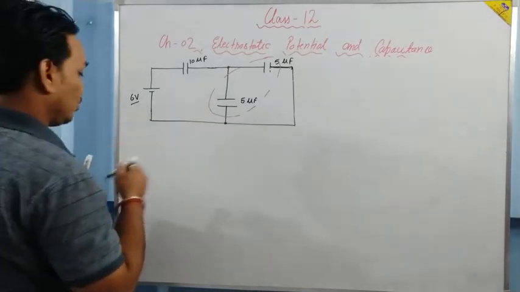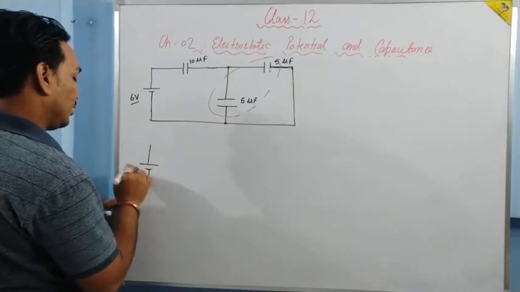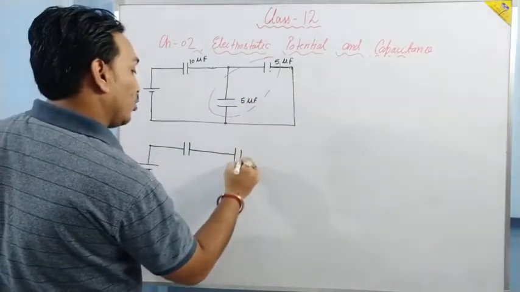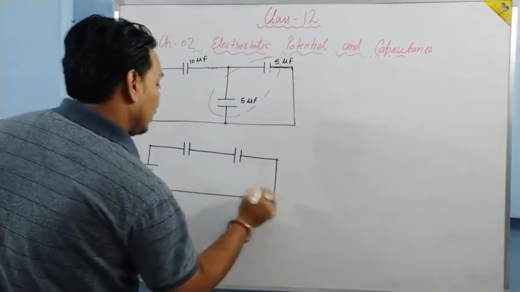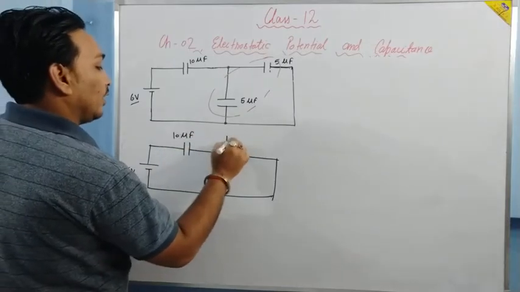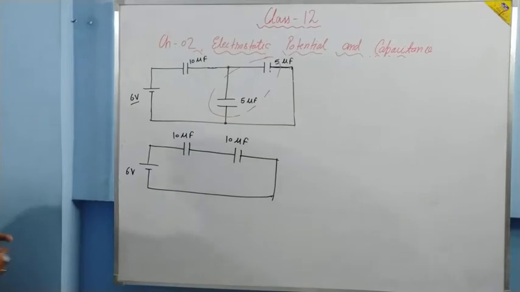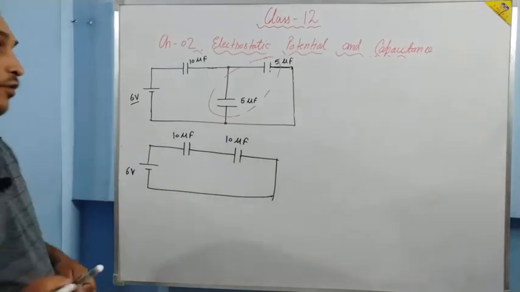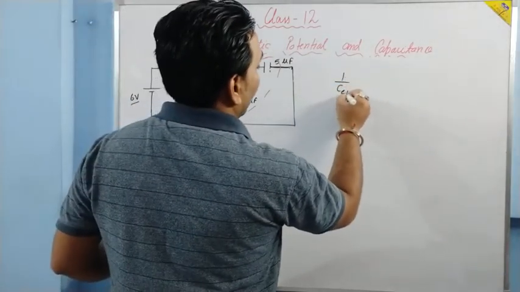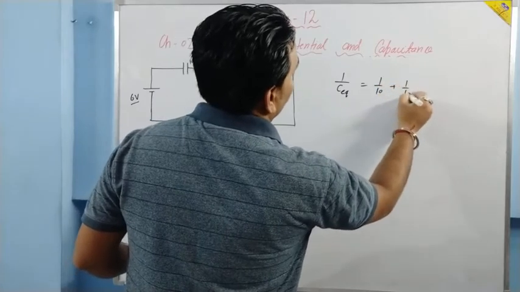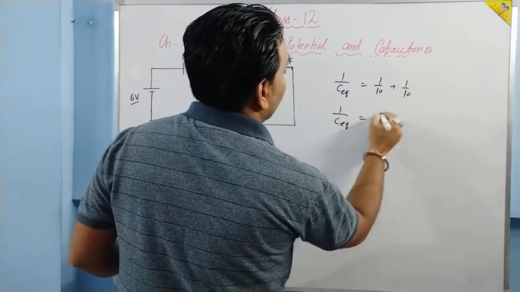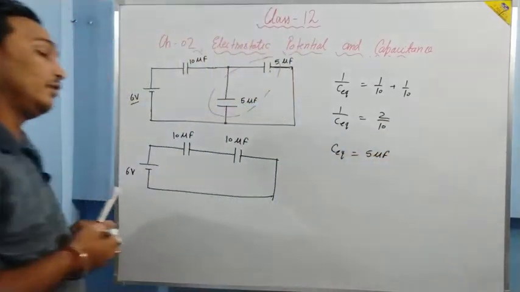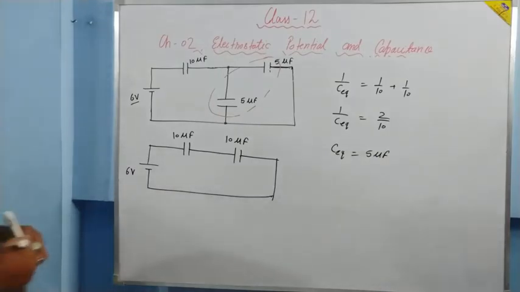So if we add these two, then the same circuit reduces to this: 10 microfarad is already there, and because of these two we have a 10 microfarad capacitor. The given circuit reduces to like this, 10 microfarad, 10 microfarad. Now these two capacitors are undoubtedly connected in series. So for equivalent capacitance, 1 upon C equivalent is 1 by 10 plus 1 by 10, which is 2 by 10, so C equivalent is equal to 5 microfarad, right? So equivalent capacitance is what?